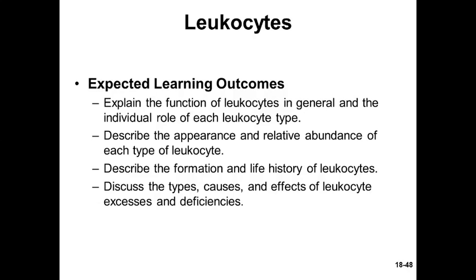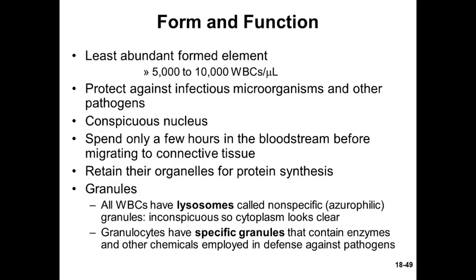Moving on to white blood cells. These are true cells. They are the least abundant of the formed elements, with normal ranges being between 5,000 and 10,000 white blood cells per microliter of blood. They have no function in oxygen or CO2 carrying, but instead are part of your immune system, protecting you against infectious microorganisms and other pathogens. They have a very obvious nucleus, and that's the way that you've been taught to recognize these different white blood cells. Some will spend only a few hours in the bloodstream before they migrate into connective tissue.